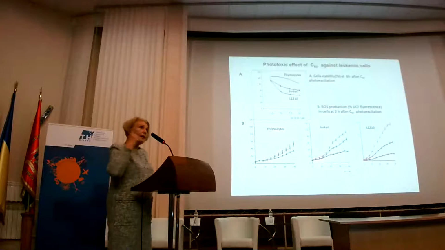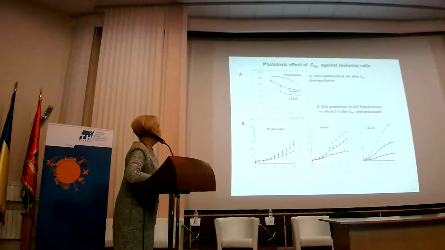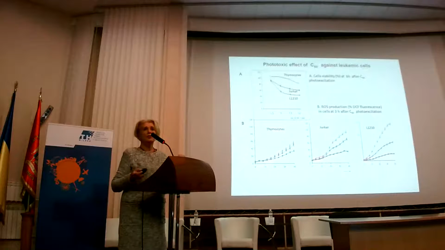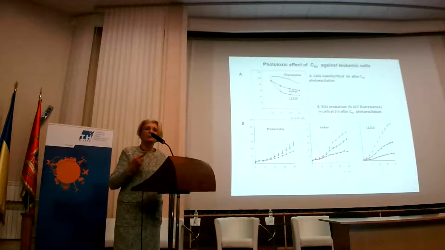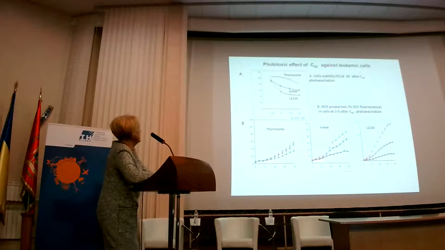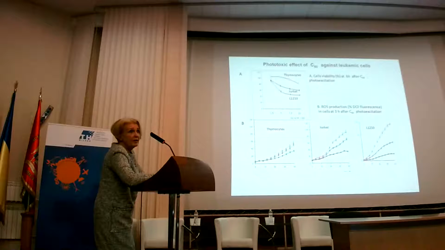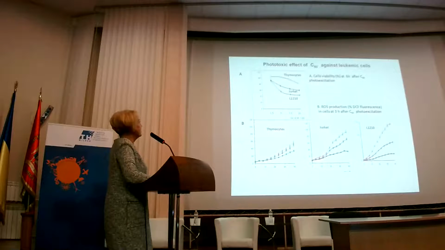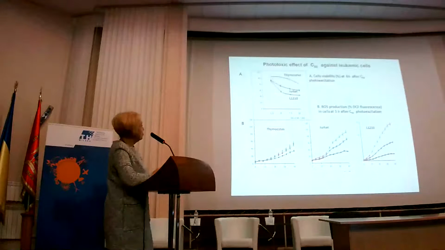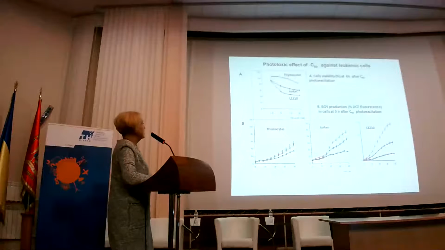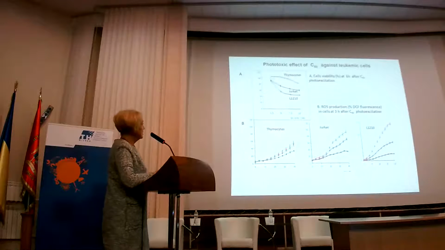And more or less important is to use normal cells to compare the effects. And we use also normal cells and tumor cells. And it occurs that normal cells do not feel any procedures and any toxic effects, while Jurkat and L1210 cells' viability is decreased.